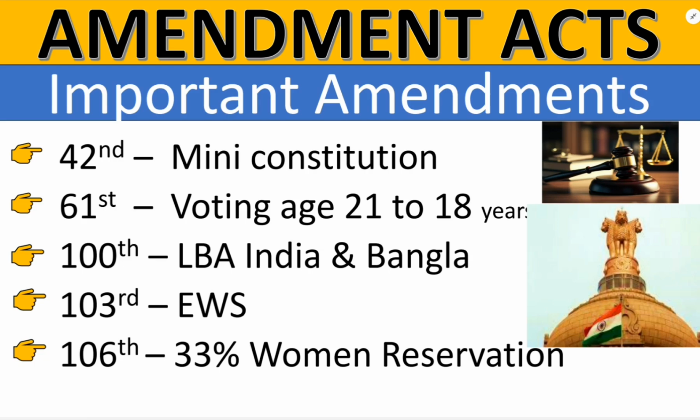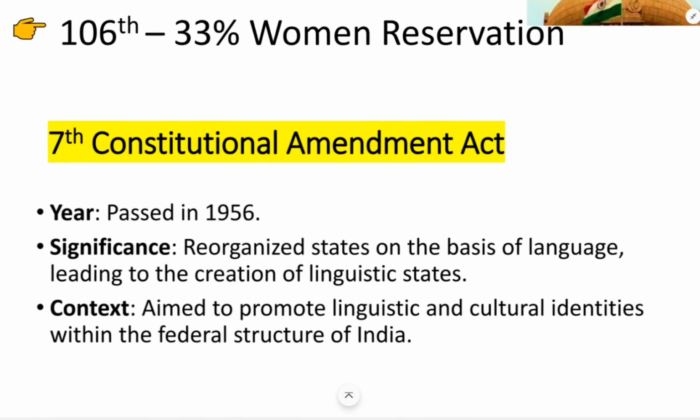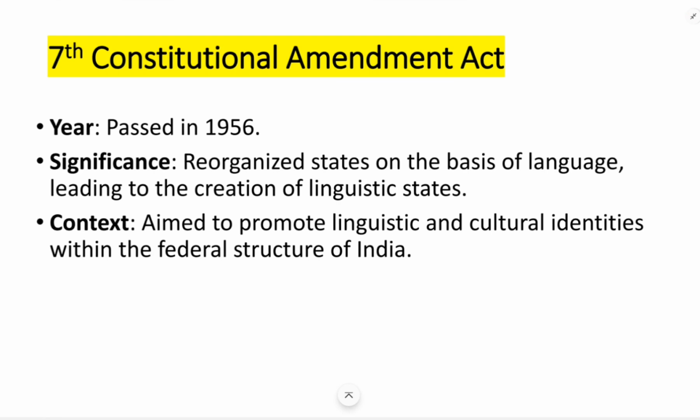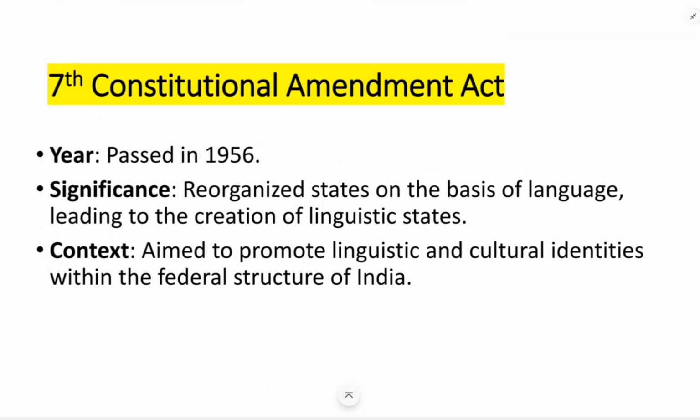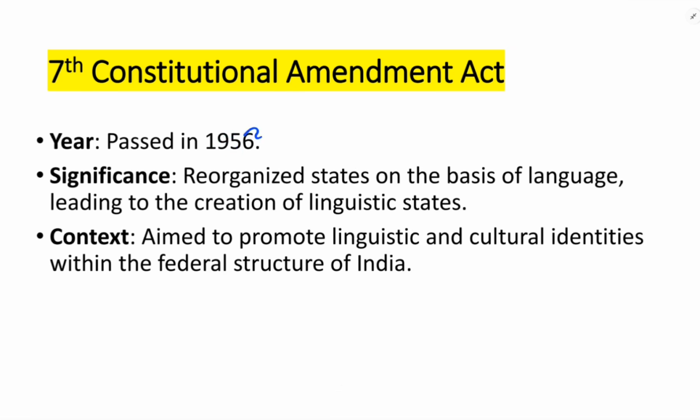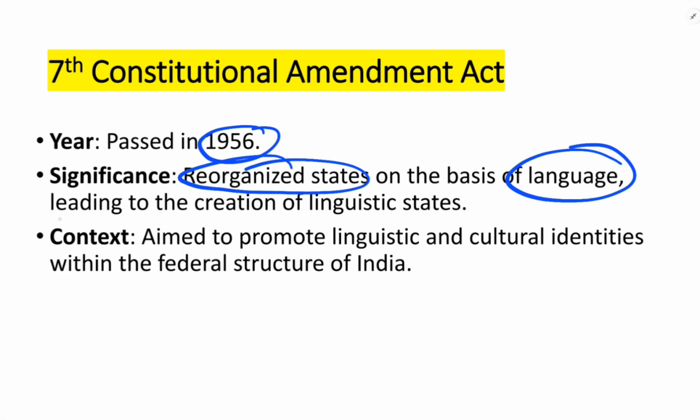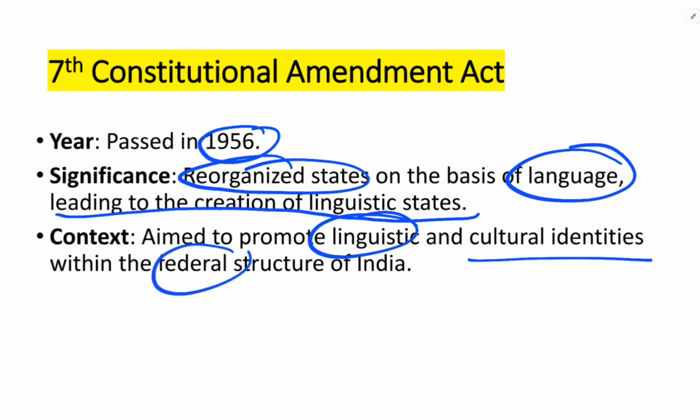Okay, let us start. Seventh Constitutional Amendment Act. This act was passed in 1956. This Constitutional Amendment Act reorganized the states on the basis of languages, leading to the creation of linguistic states. And it aimed to promote linguistic and cultural identities within the federal structure of India.